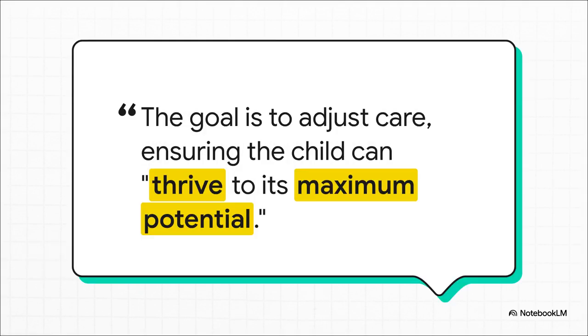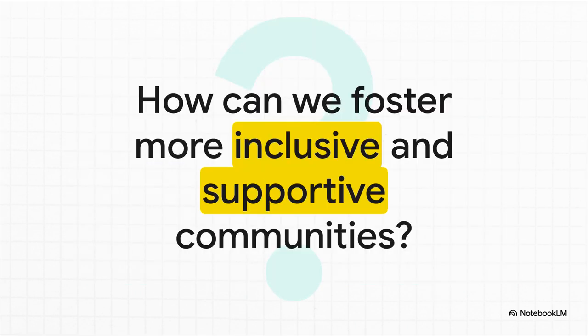Which brings us right back to our gardener analogy. The goal is not to force a plant to become something it isn't. The goal is to provide the perfect soil, the right amount of water, and all the support it needs to flourish and reach its own unique maximum potential. So as we finish up, we're left with a final thought. After this journey through detection, understanding, and care, the question really shifts to all of us. How can we use this knowledge to build communities that are truly more inclusive and supportive for every single child?